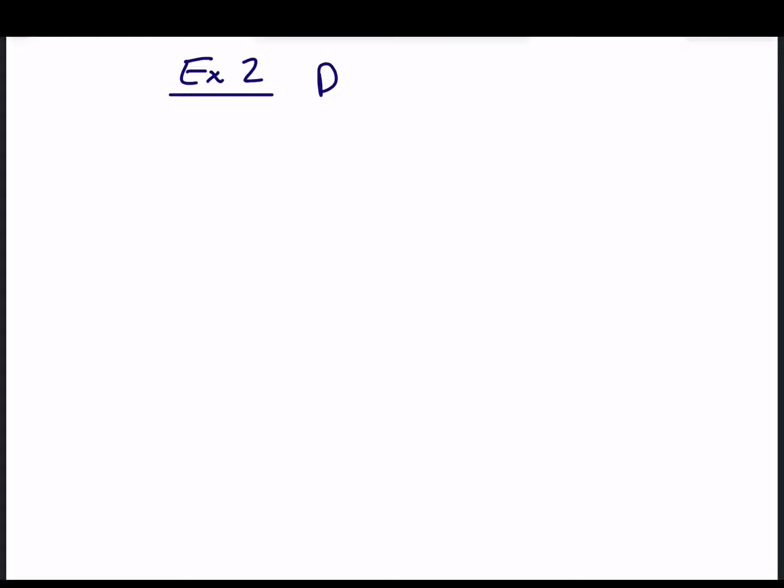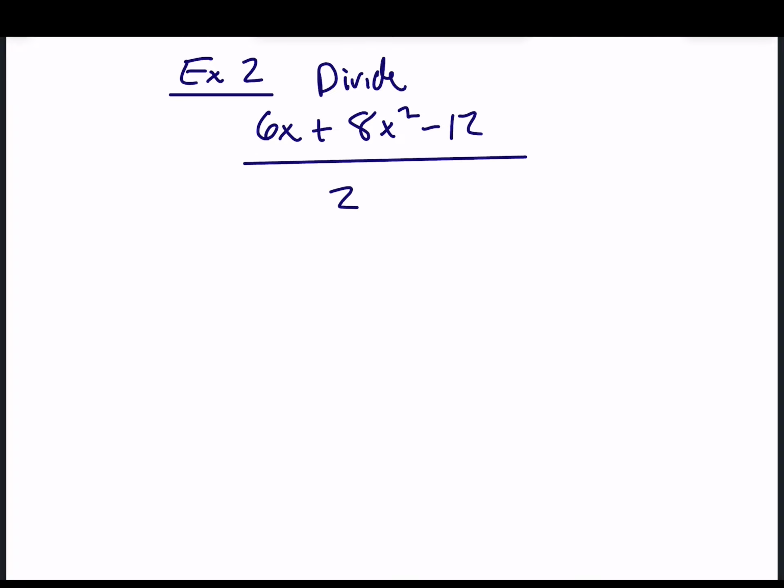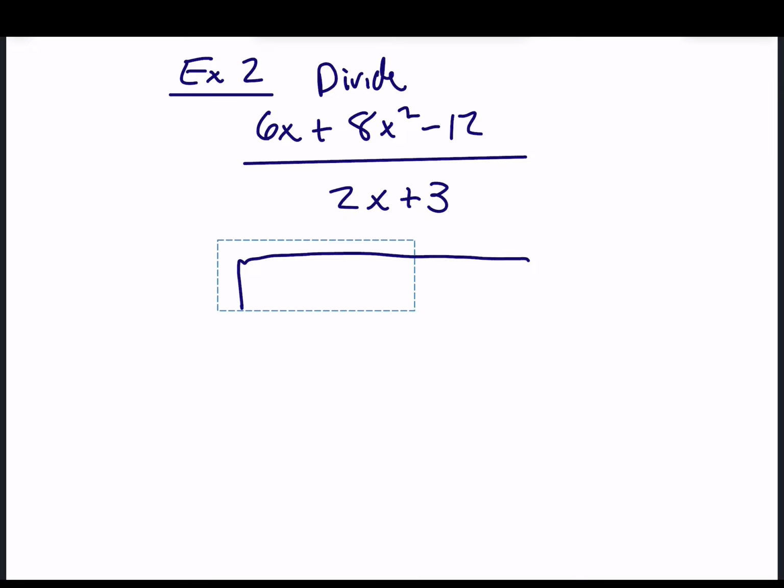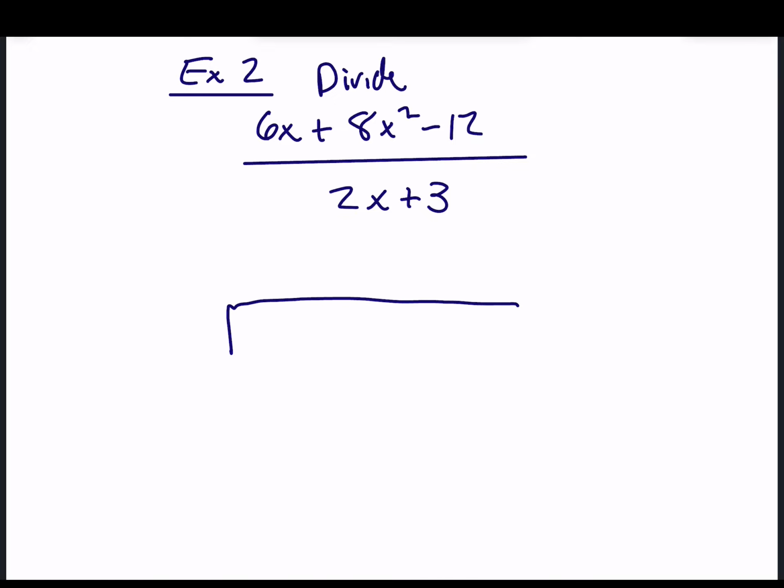Example 2. In this case, we want to divide 6x plus 8x squared minus 12 by 2x plus 3. So we want to write this as a division problem. I'm going to move down just a little bit.